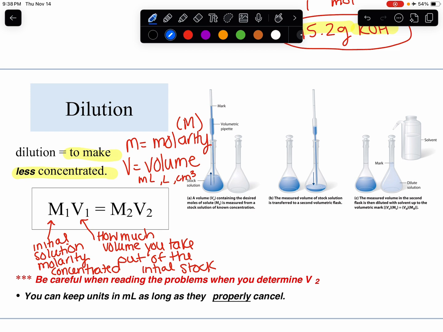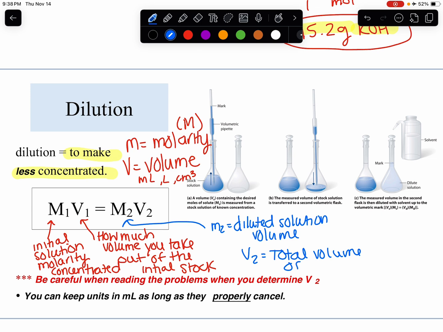I'm going to move to a different color here to help us. Now, M2 here is your, I'm going to go ahead and draw an arrow here. M2 is your diluted solution molarity. Obviously, it's going to be less than M1 because it's diluted. It's going to be a lower molarity. And V2 is your total volume of diluted solution. Okay, the total volume.